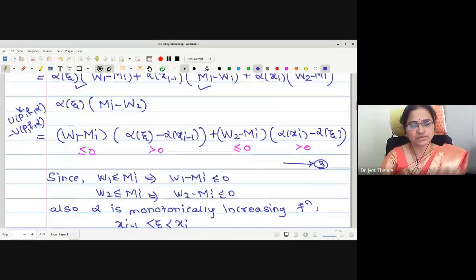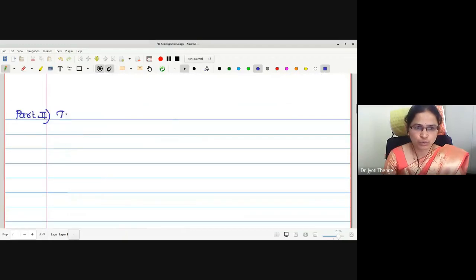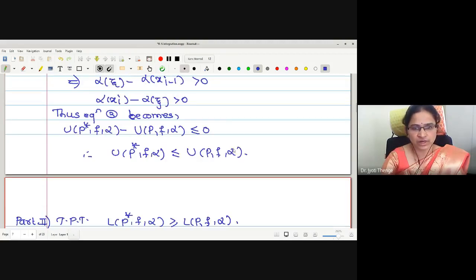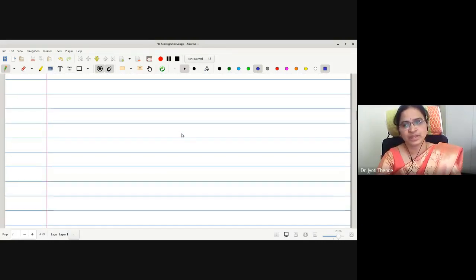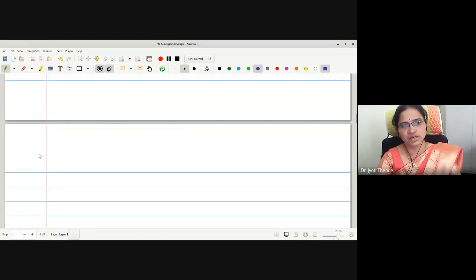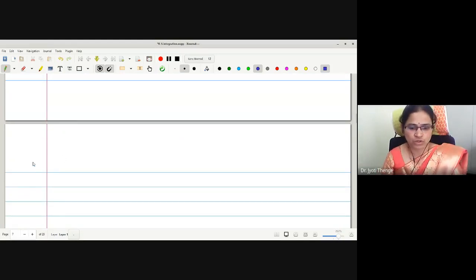Okay? So let me just leave two pages in between to prove that L star f alpha is greater than or equal to L P of alpha. Here what we forgot to write: if P star contains one point only, then the result holds. Therefore, if P star contains more points, then the same result will hold. This statement you have to mention.